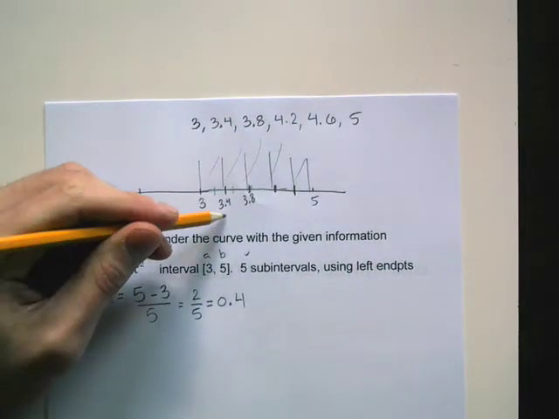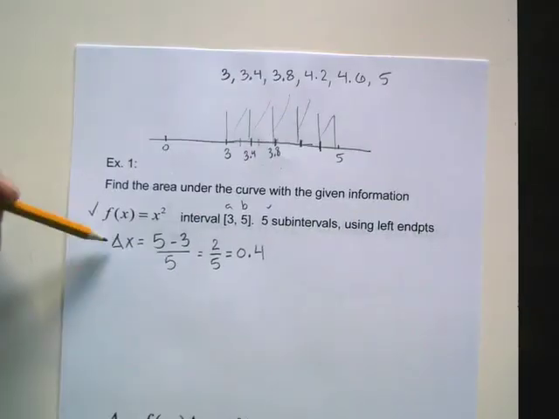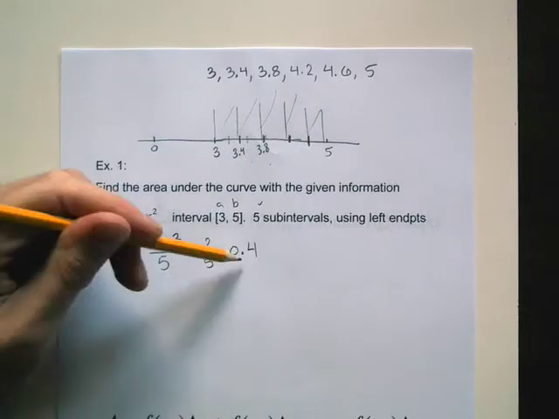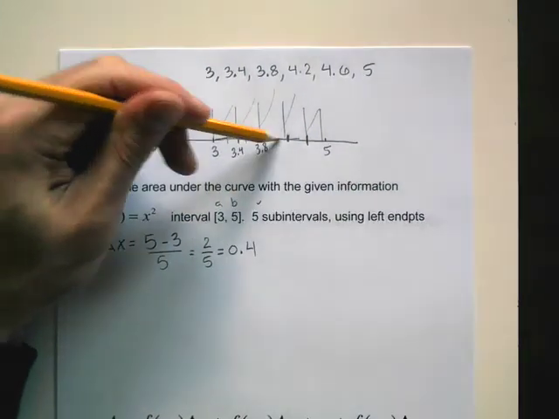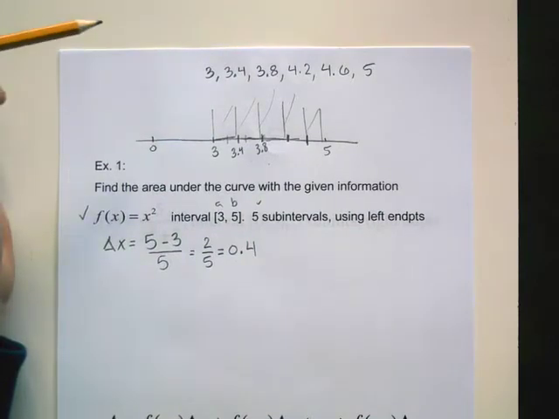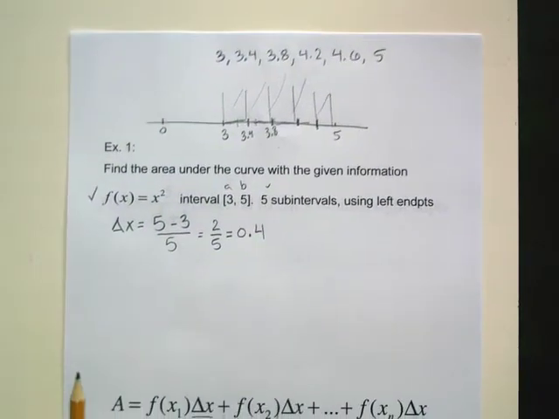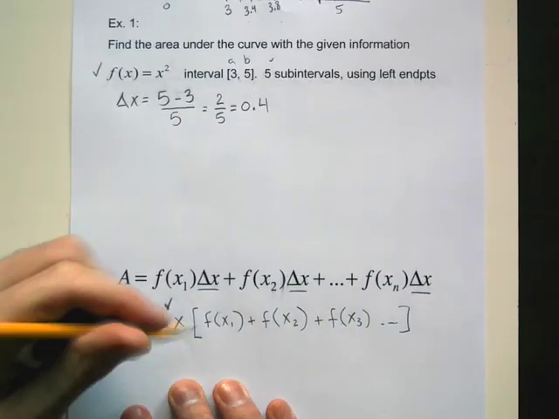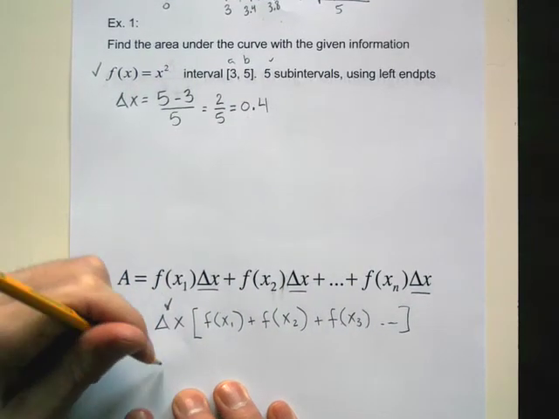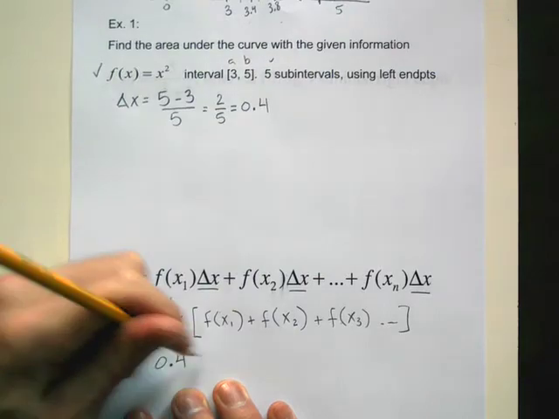Okay, and how did I get those numbers? I used my delta x. Okay, 0.4 is the distance between these rectangles. That's the length of these bases. So that gives me this value right here, so I'm going to write 0.4 right here.